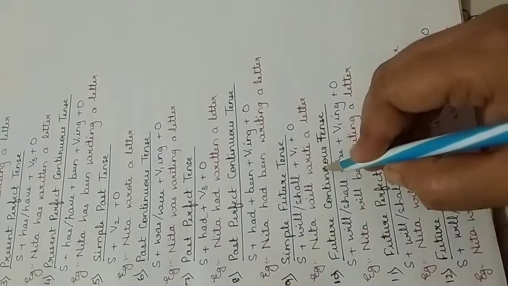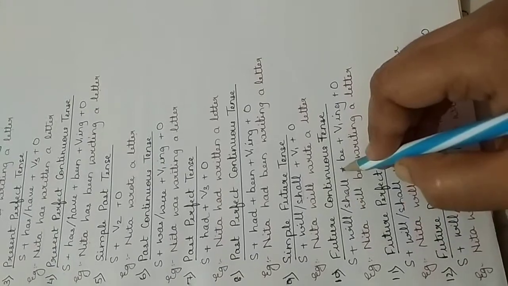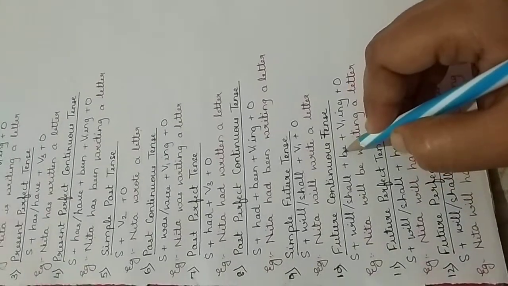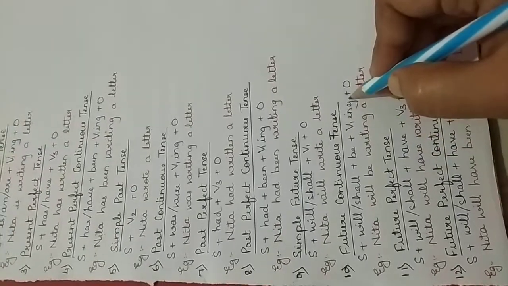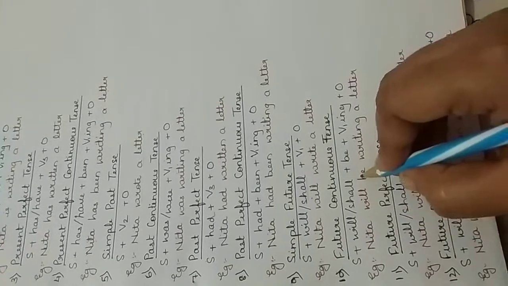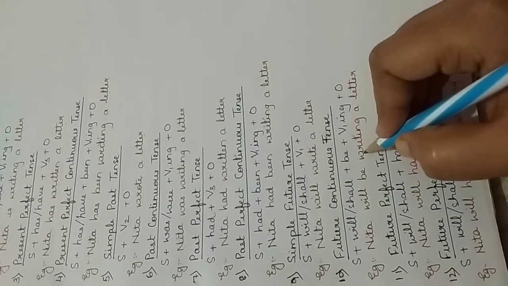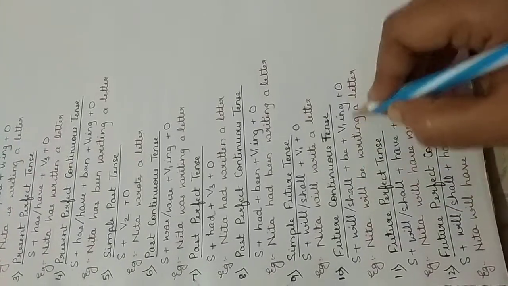Then future continuous tense: subject plus will or shall plus be. We are adding be plus v1 ing plus object. So the example is Neeta will be writing a letter, v1 ing as it is continuous. Neeta is the subject, will be writing a letter.